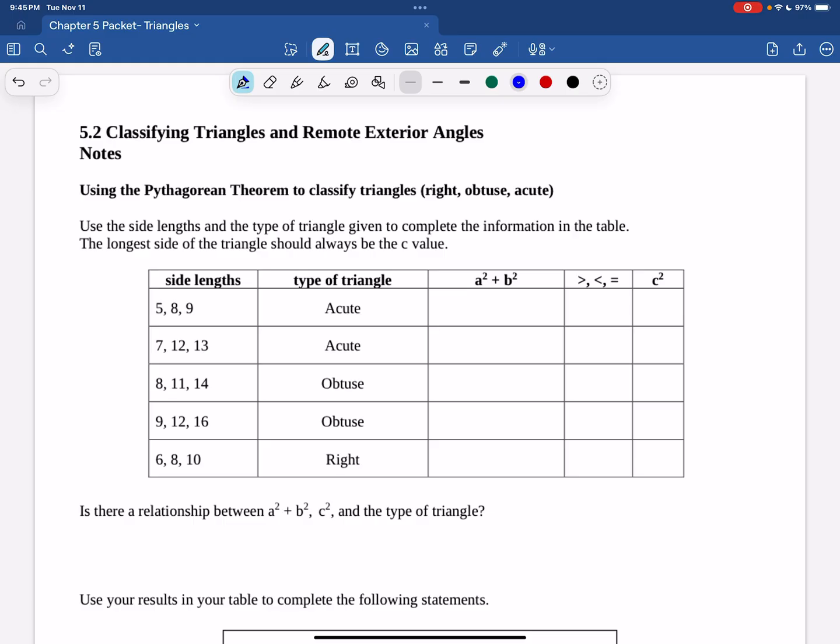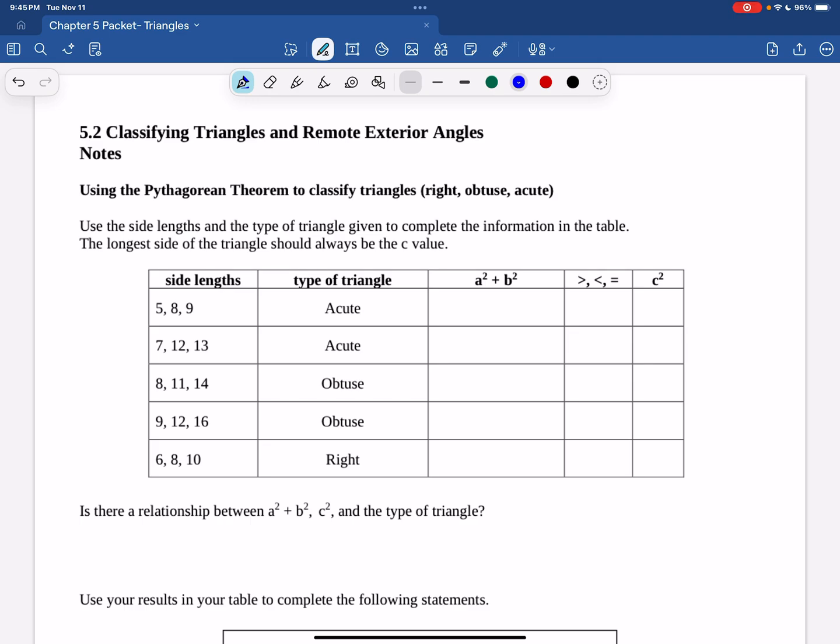This lesson is called Classifying Triangles and also Remote Exterior Angles. This lesson is going to be doing a few different things. The first thing we're going to do is take the Pythagorean theorem and use it in a different way than we've ever used it before.